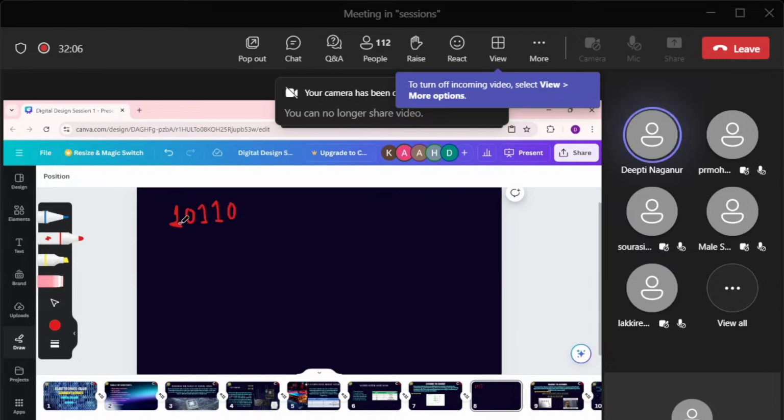Pardon my handwriting. I don't have a stylus right now. I'm using my mouse, so apologies for that. We start first with assigning an index, from left to right. So this will be index 0. This will be 1. This will be 2. This will be 3. And this will be 4.